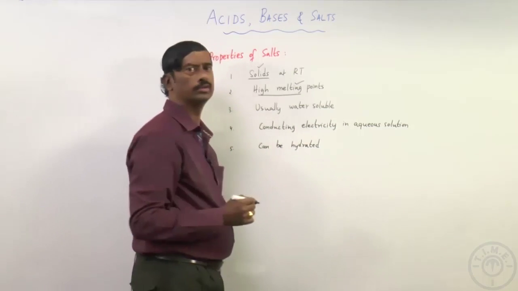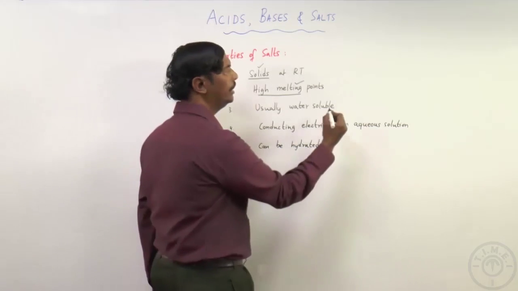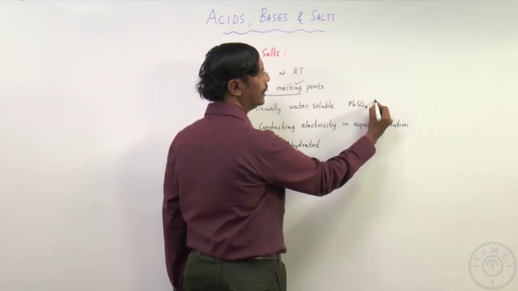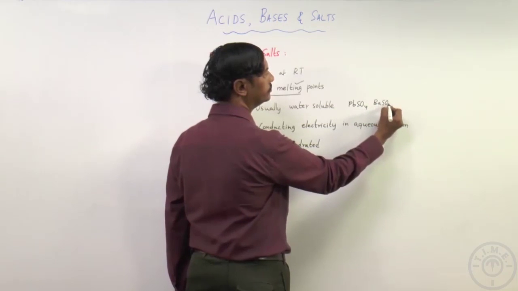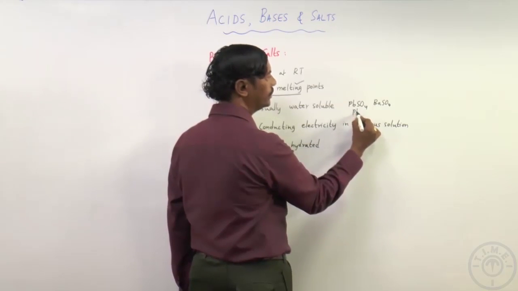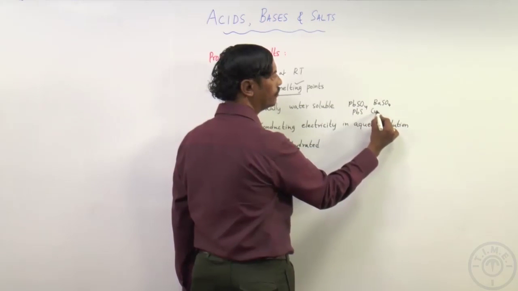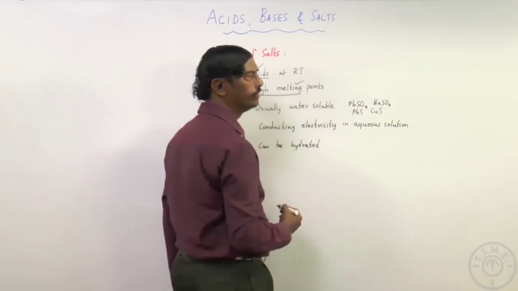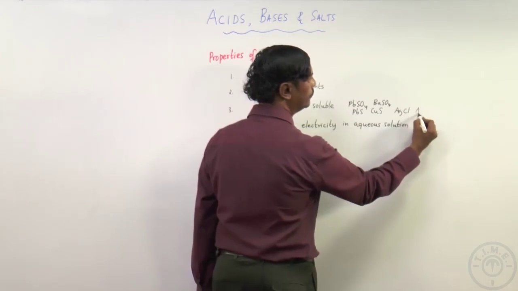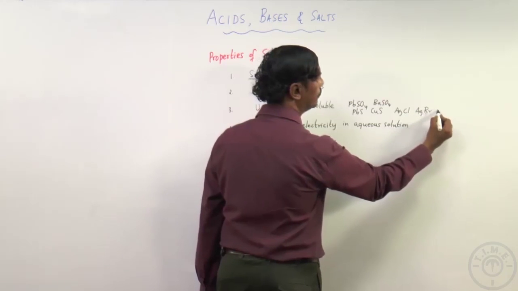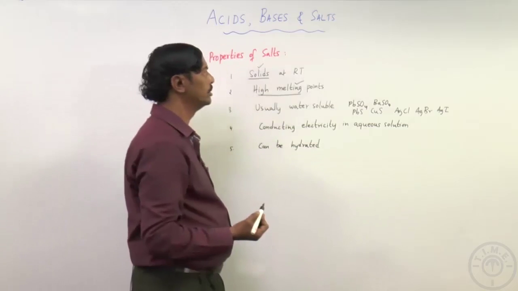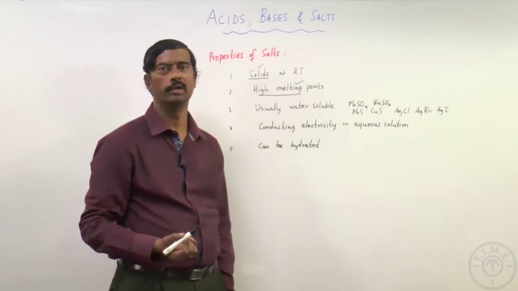There are many exceptions to this. For example, we can take lead sulfate, we can have barium sulfate, we can have lead sulfide, we can have copper sulfide, we can have silver chloride, silver bromide, silver iodide. So like this we have a variety of salts which are water insoluble.